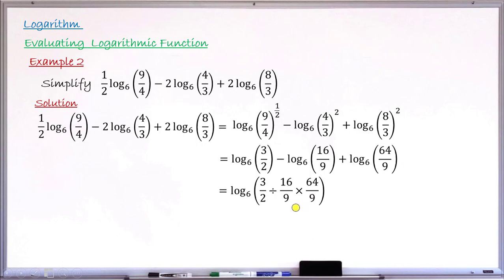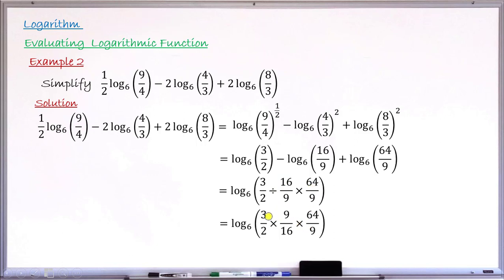So I continue. What remains is to simplify what is in the bracket. I have 3 over 2 divided by 16 over 9. This division can be changed to multiplication. So you now have log to base 6, open bracket, 3 over 2, which I copied. Instead of division, I change it to multiplication. But instead of dividing by 16 over 9, I'm now multiplying it by 9 over 16. That is the reciprocal. 9 shifted up and 16 goes down. Then times 64 over 9, which I copied.